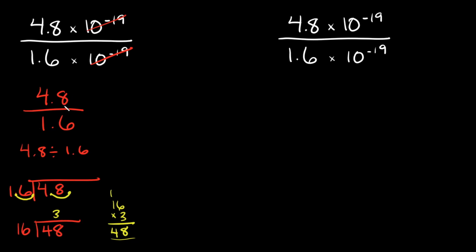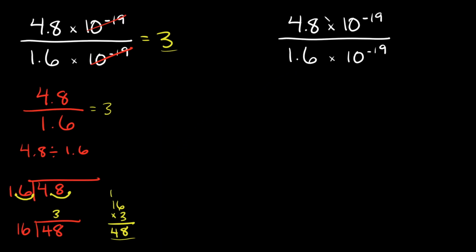So going back up here, 4.8 divided by 1.6 is equal to 3. So that means going back to this original problem, your answer would simply be 3, because again, these canceled out, the 10 to the negative 19. So we were just left with 4.8 divided by 1.6, and we solved that all the way down here, and it was just 3. So your answer right here would just be 3.